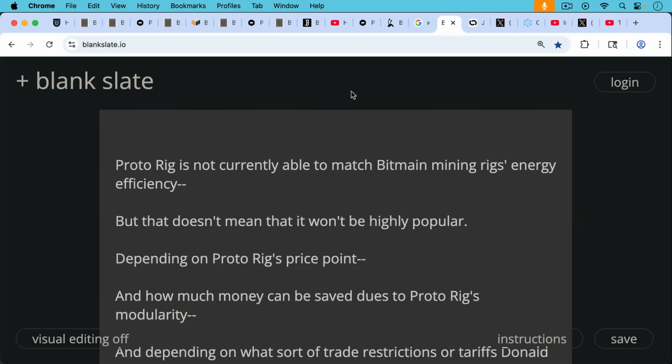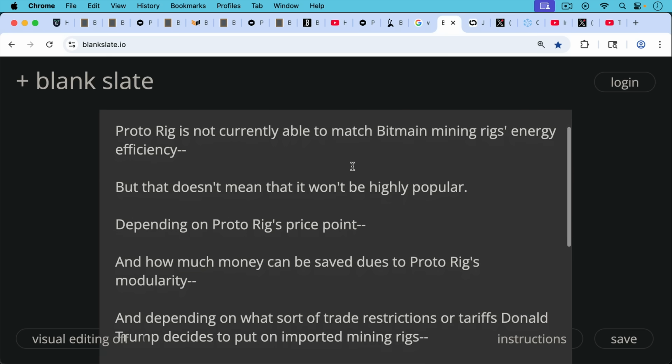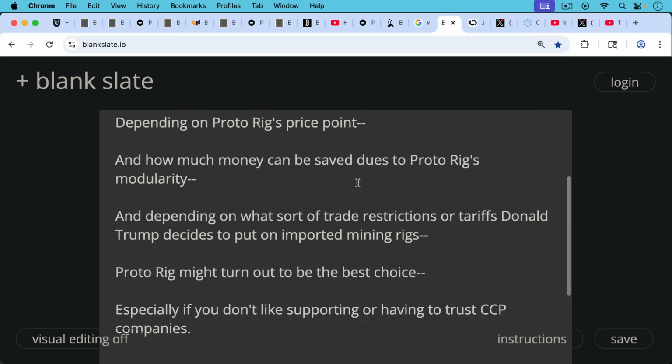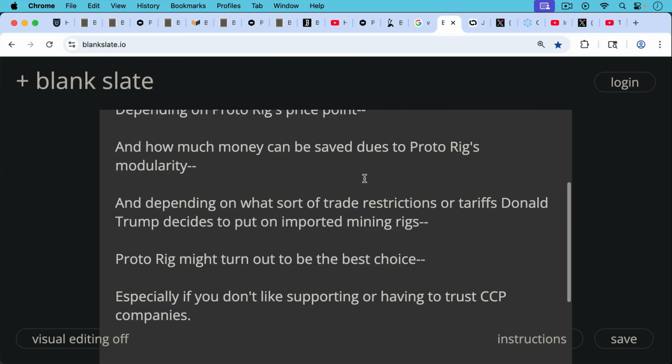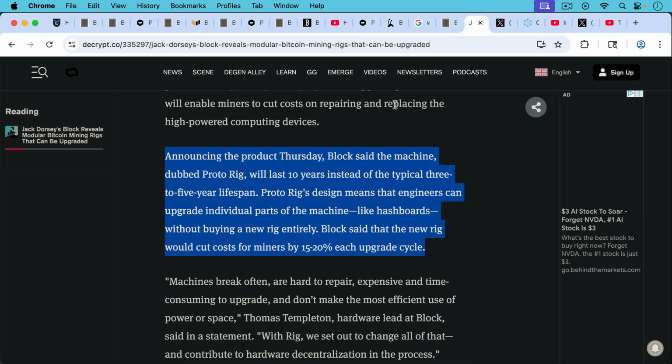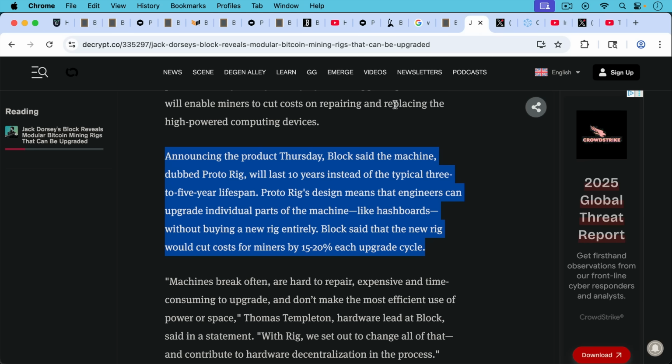So that is correct. Now, the Proto Rig is not currently able to match Bitmain mining rigs' energy efficiency, but that doesn't mean it won't be highly popular still, especially depending on Proto Rig's price point, how much money can be saved due to Proto Rig's modularity, and also depending on what sort of trade restrictions or tariffs Donald Trump decides to put on imported mining rigs. And this can obviously change day by day, week by week. Taking all these things into consideration, it might turn out that Proto Rig is the best choice for you or for some other Bitcoin mining operation in the US and elsewhere, especially if you don't like supporting or having to trust CCP-connected companies.